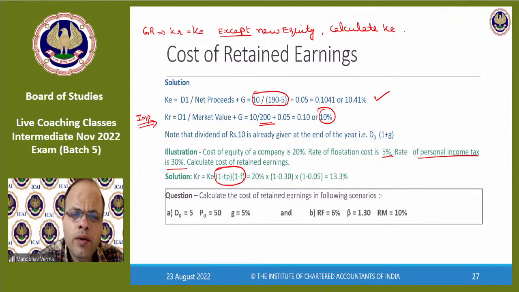Okay, so a couple of brain teasers in front of us. Calculate the cost of retained earnings for the following scenarios. Option A: D0 is equal to 5, P0 is 50, G is 5%. Would anyone like to answer that for me?